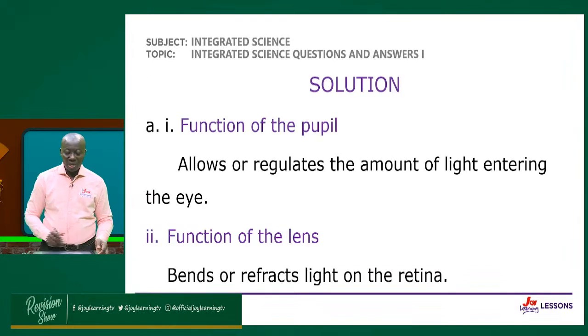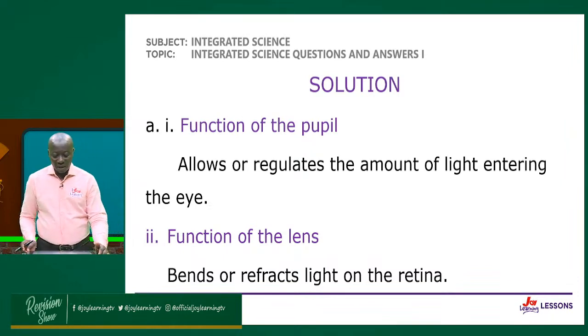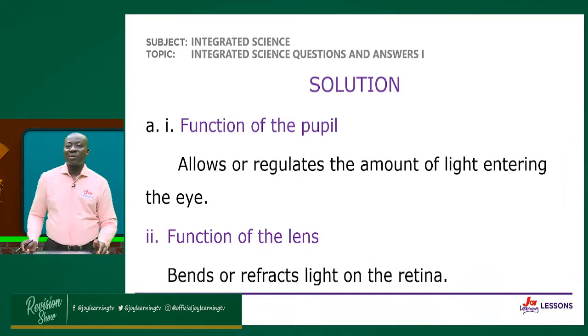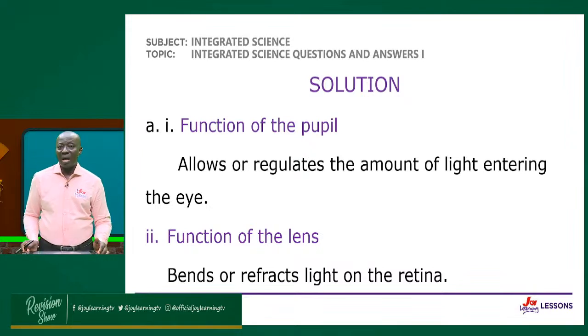All right, so let's look at the solution to the question: the function of the pupil. Well, this allows or regulates the amount of light entering the eye.